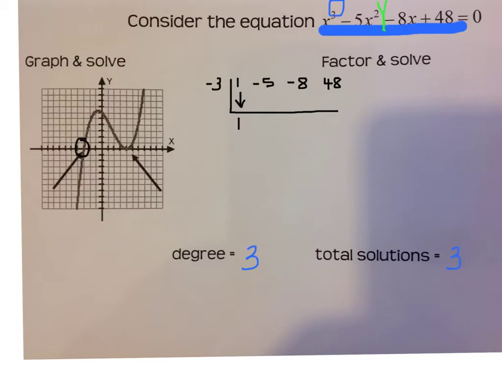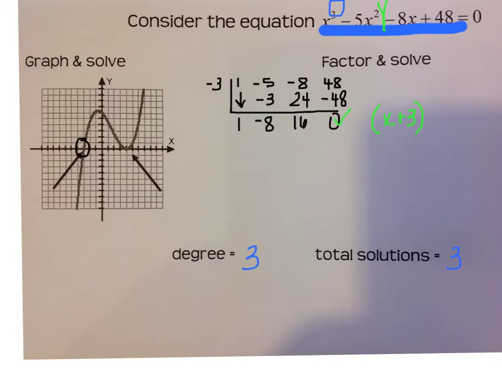Bring the 1 down, multiply and put in here, add them together, multiply and put in here, add them together, and multiply and put in here, and add. So we've just verified that -3 is a solution, which would go into the factor x plus 3.